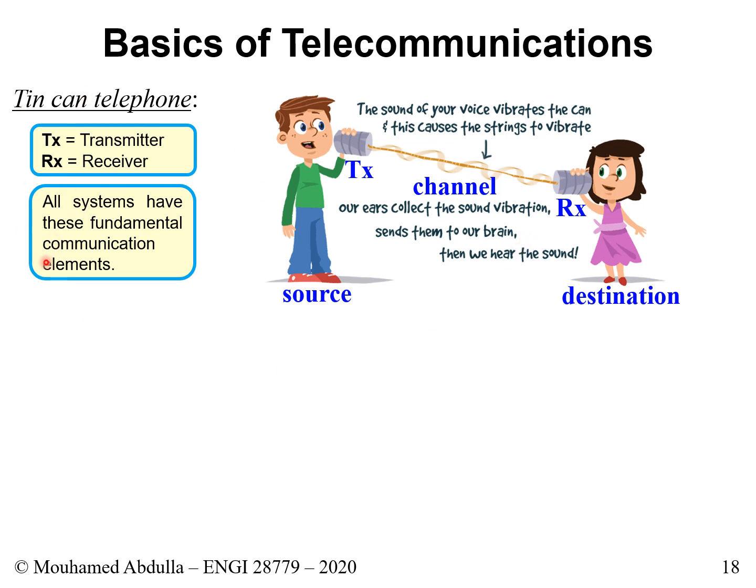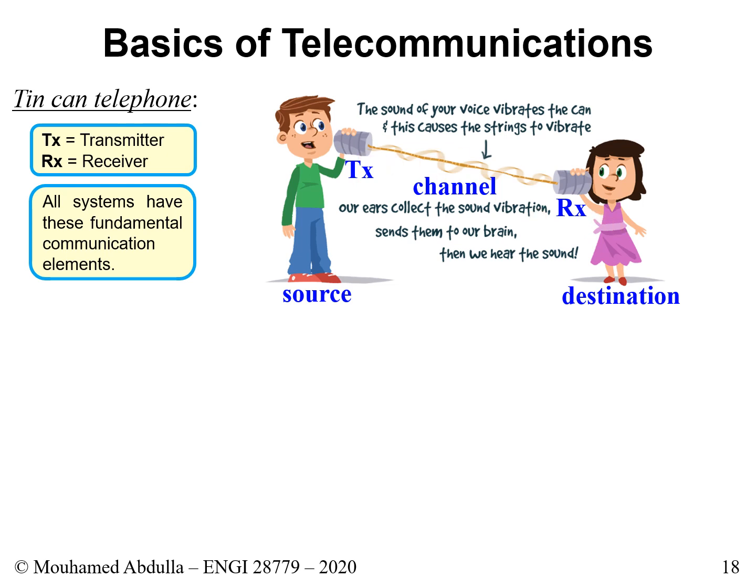So here I put the explanations that I said earlier, TX for transmitter, RX for receiver. And I also wrote here that all systems have these fundamental communication elements. So any type of telecommunication system will have a source, a destination, a transmitter, a receiver, and a channel. So if you don't like to remember source and destination, you could just remember these three elements. There's a transmitter, there's a receiver, and what is in between them is the channel.